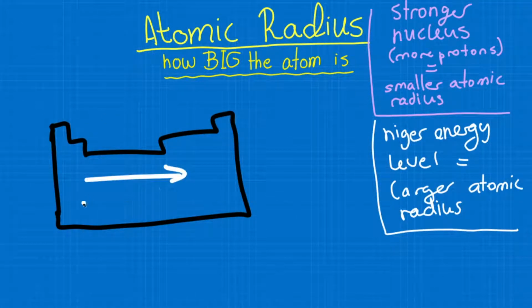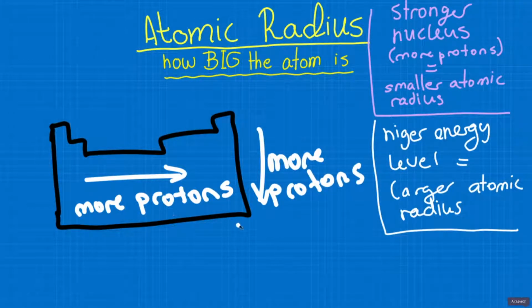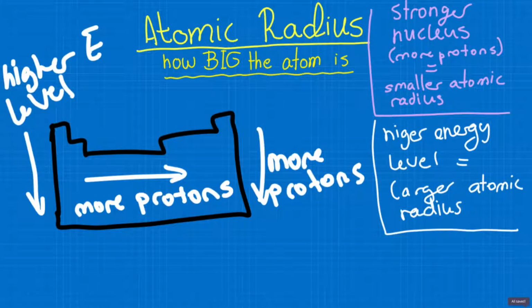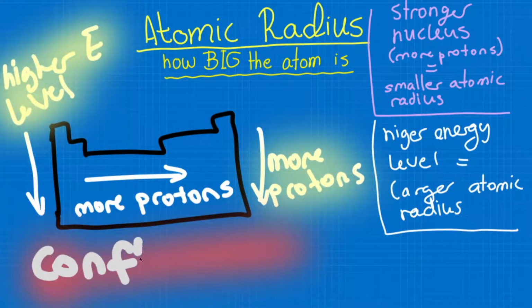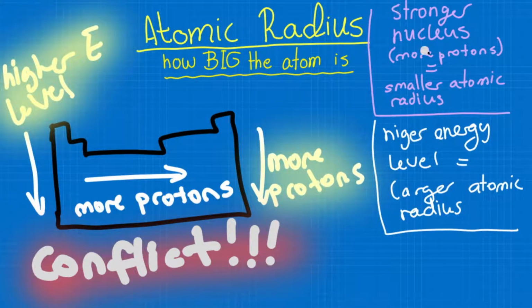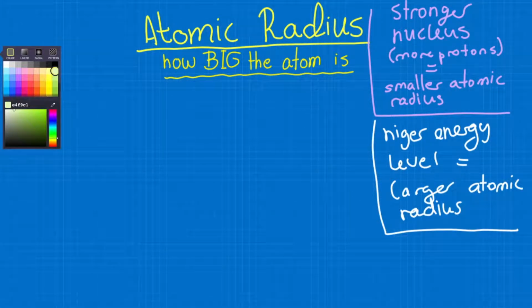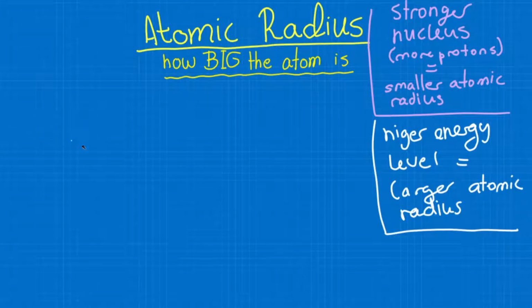Now, looking at the periodic table, we know that going to the right, we increase the number of protons, and going down, we also increase the number of protons. We also know that going down increases our energy level. So, you realize that higher energy level means larger atomic radius and more protons means smaller. So these two conflict. Let's figure out what's happening here.